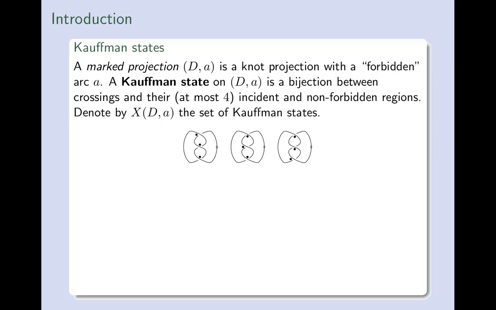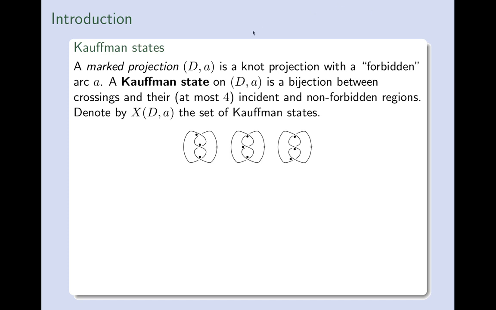So let me start by giving the main definition we're going to use throughout. This is the definition of mark projections and Kauffman states on them. A mark projection is just a knot diagram basically. And by the way, I'm going to talk only about knots today and not links. A mark projection is just a knot diagram in which we forget about the over and under information. So basically it's just a four-valent graph on the two-sphere.